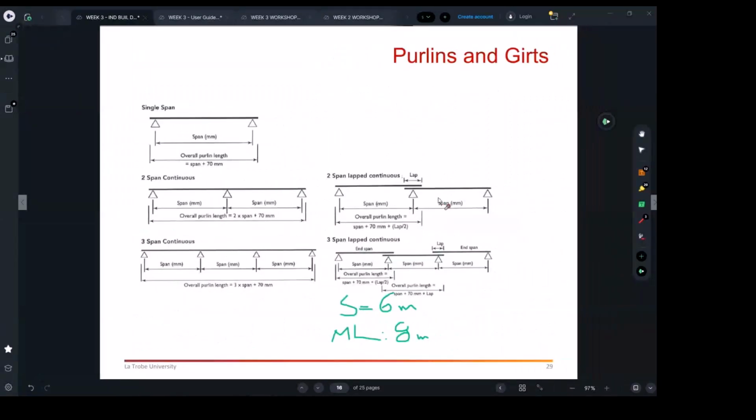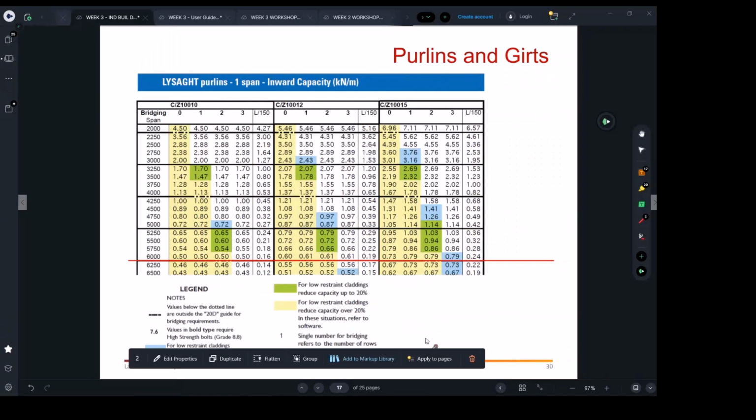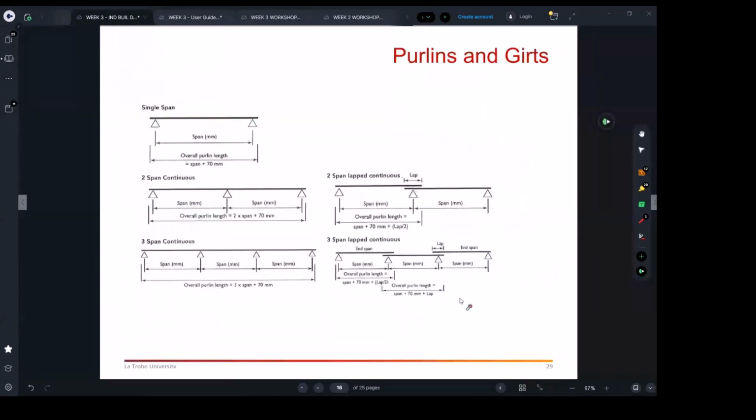So I will wait for 10 seconds. Is there any question you have about the portal frame topic?